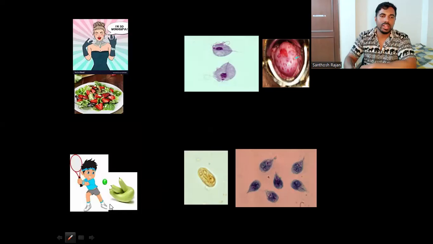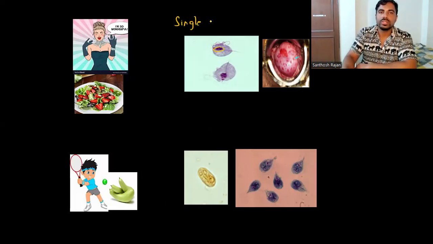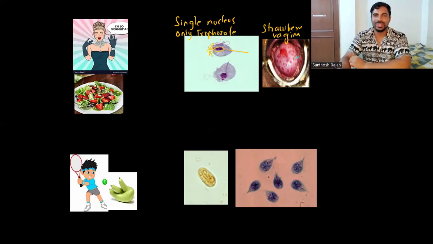Now, next one. This is very, very nice. Two important questions you can definitely expect here. First one, look at this picture. This trophozoite has a single nucleus, only one nucleus. And there is only a trophozoite, no cyst. Everything is single. And then of course you have 3 pairs of anterior flagella and one single flagellum behind. Okay, 3 pairs. And then what you see here? You see a strawberry vagina. So you know the clue already. Only a single nucleus is present, and it has only the trophozoite form. There is no cyst.